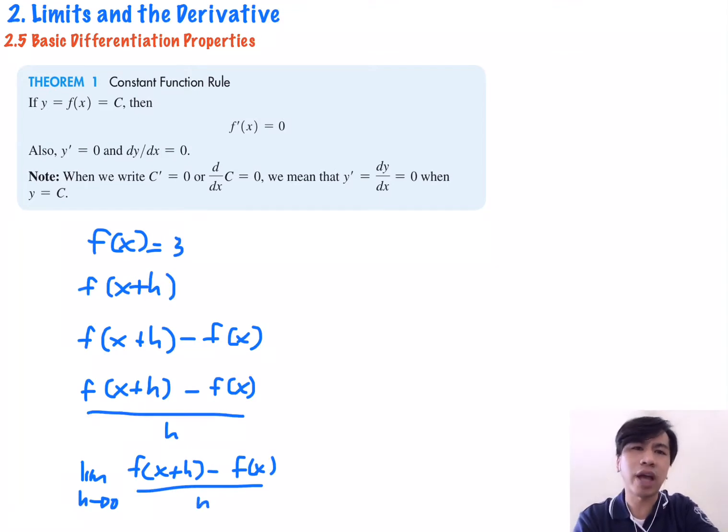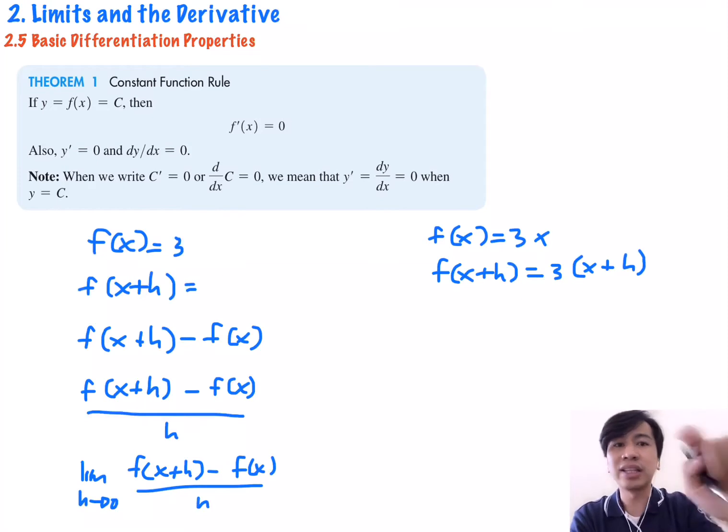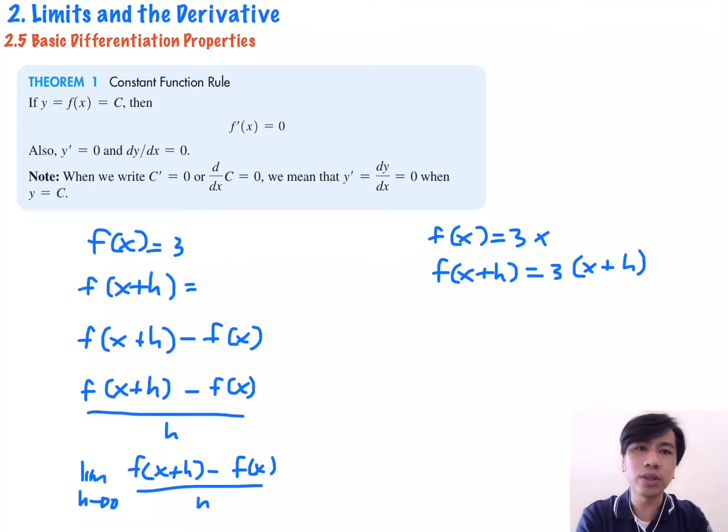So what is f of x plus h? Don't say it is 3x plus h. If you have f of x equal to 3x, then to find f of x plus h, it is correct to put 3 times x plus h in parentheses. But in this case, we will not put 3x added with h. The difference is that the second has a variable, and this one doesn't have a variable. So it will be just 3.